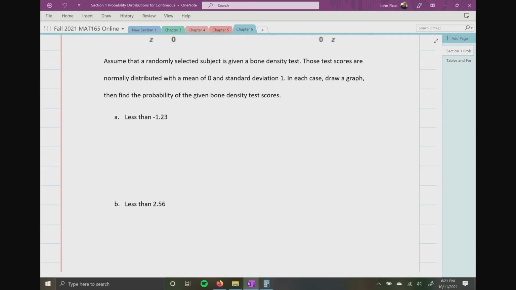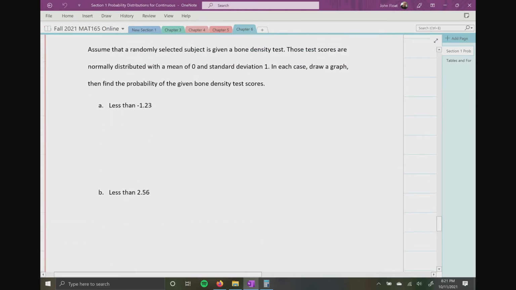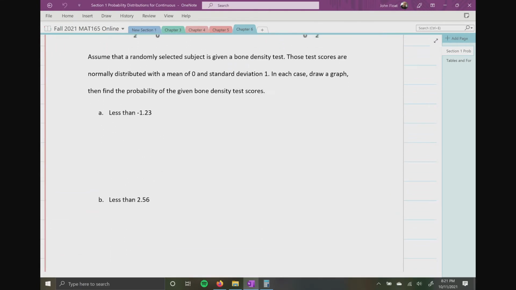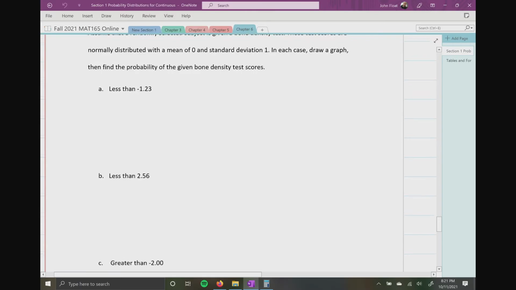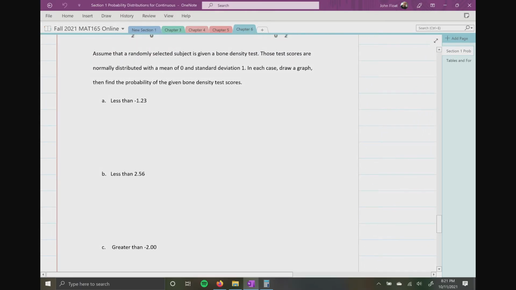So the last thing that I want to look at here is one of these questions. Assume that a randomly selected subject is given a bone density test. Those test scores are normally distributed with a mean of 0 and standard deviation of 1. In each case, let's draw a graph and then find the probability of the given bone density scores. That's going to be less than negative 1.23, less than 2.56, or greater than negative 2.0. So I'll do part B.